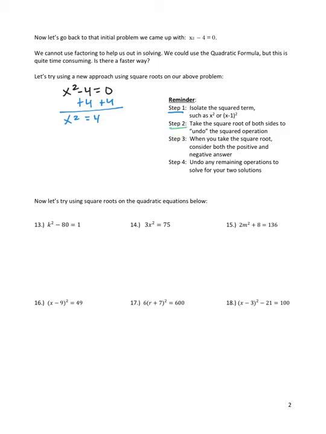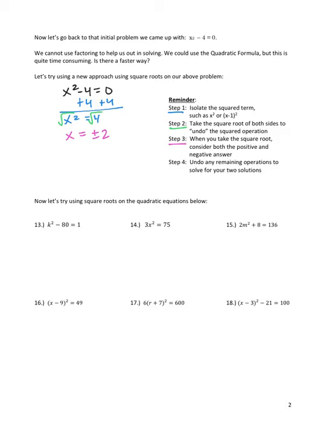Beautiful. All right, step 2. We have to take the square root of both sides, right, to undo the squared operation, the inverse of it. So I'm going to take the square root. Then our next step, step 3, means we have to consider, remember, both the positive and negative answer, right? We know that we're going to have a positive 2 and a negative 2 for when we take the square root of 4. Like I said, I like to use the plus or minus symbol. You can put them next to each other. Either way works.